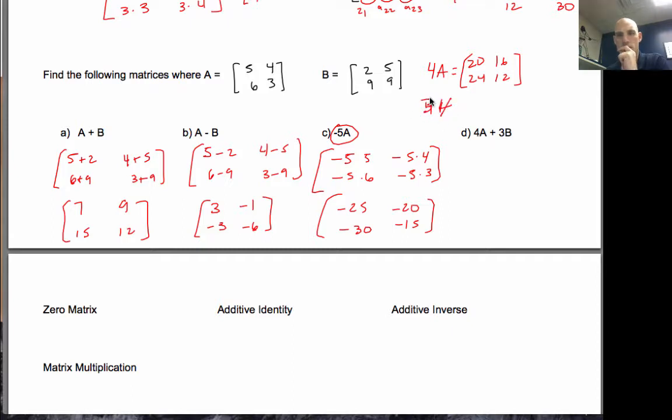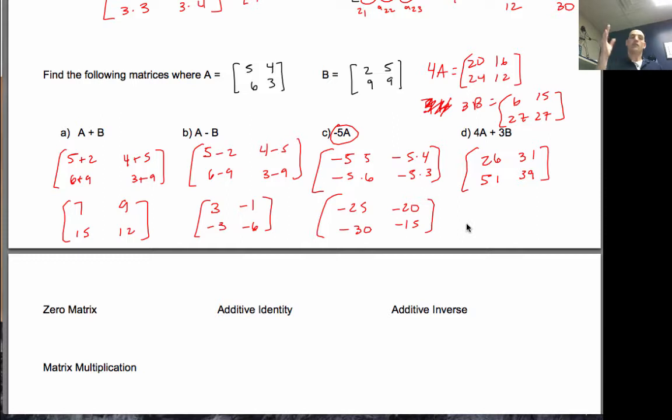3b, got to be careful on that. 3b is equal to 6, 15, 27, and 27. So when I add these, I'm going to have 20 plus 6 is 26, 16 plus 15 is 31, 24 plus 27 would be 51, and 12 plus 27 would be 39. Okay, so that's how the process goes. Keeping track of those elements, making sure you multiply your scalars correctly.